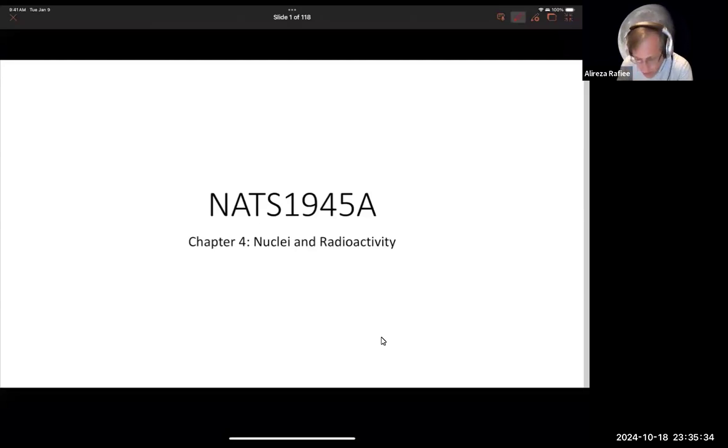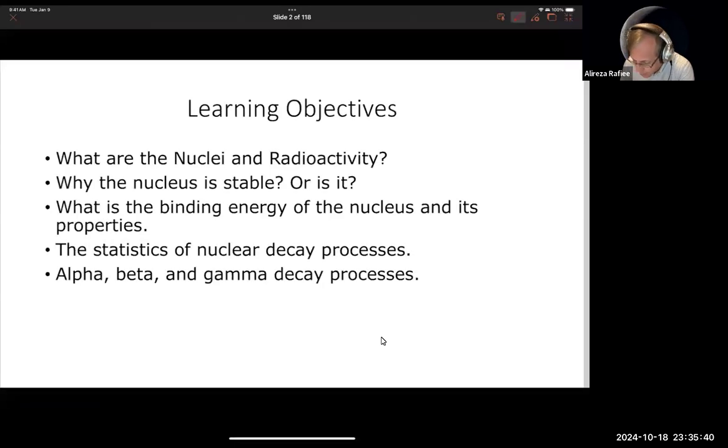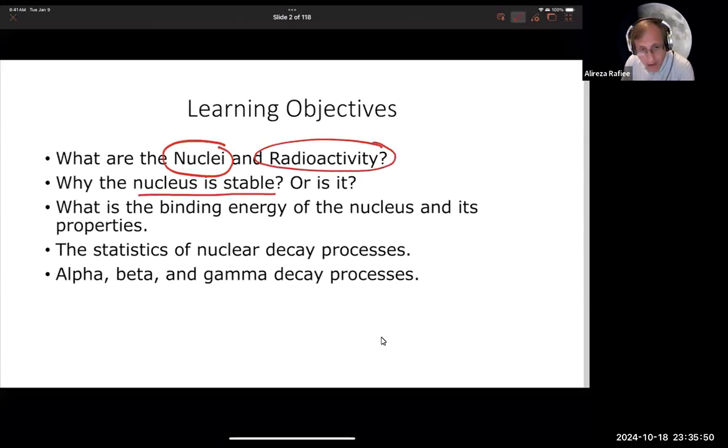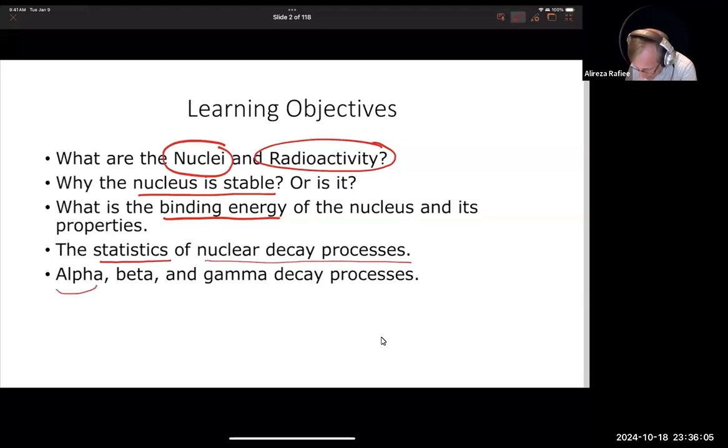NATS 1945A. We are talking about Chapter 4, Nuclei and Radioactivity. The learning goals of this chapter are: we want to know what a nucleus is, what radioactivity is, why some nuclei are stable, and what the binding energy is and how this is related to the properties of the nucleus and the stability of the nucleus. We also want to learn a little about the statistics of nuclear decays, and know what alpha decay, beta decay, and gamma decay are, and how we can make sense of all of these.